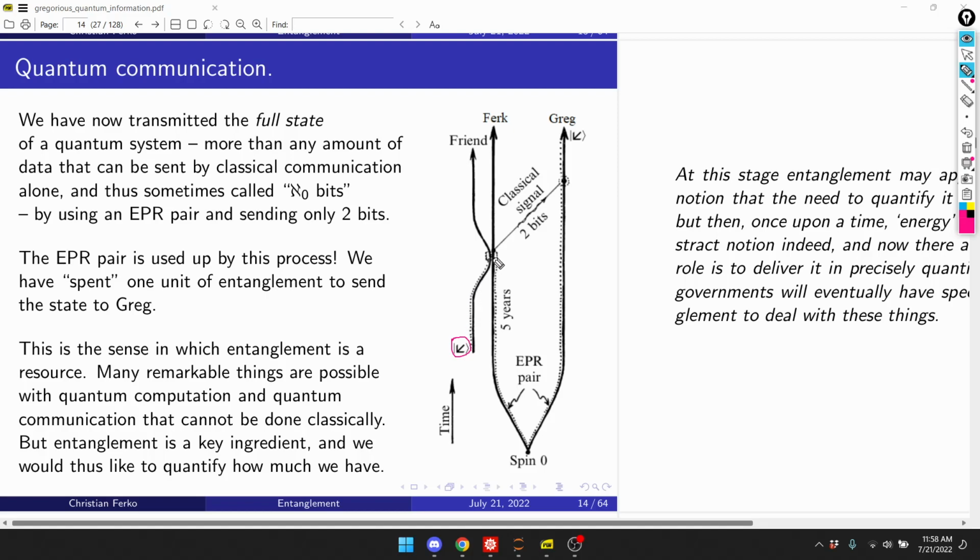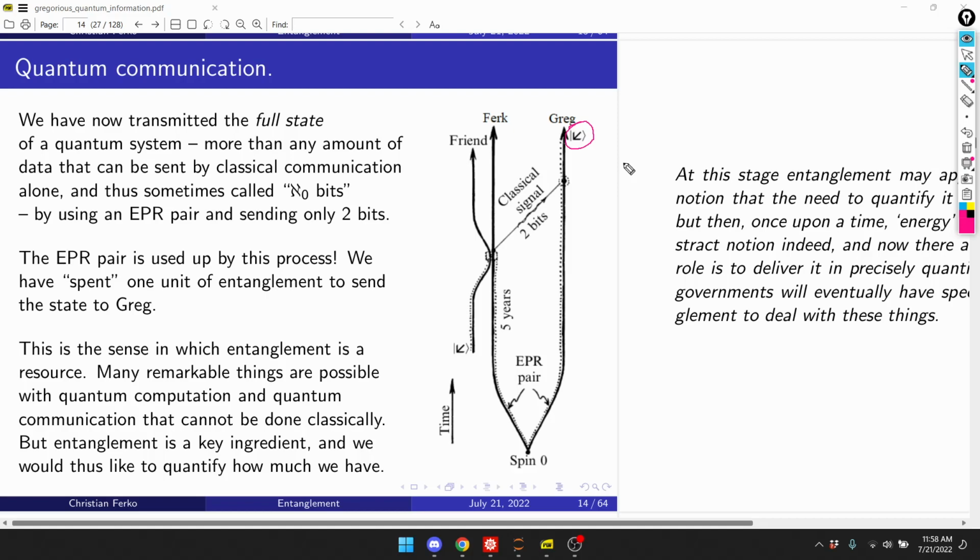He brings that state close to me. And then this box is performing the joint measurement. I perform the joint measurement and send it to Greg. He receives the result of that measurement, and then does what we described. And now he has this electron that is in the state of my friend's electron from before.